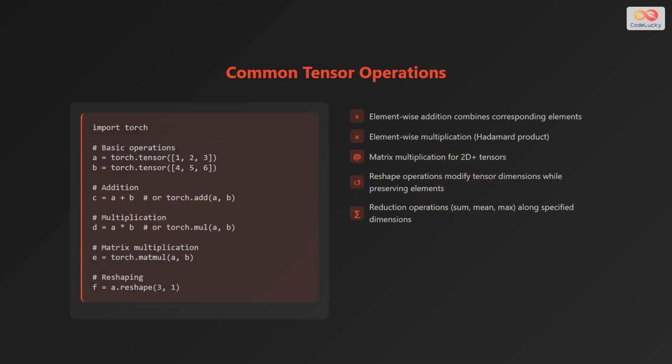PyTorch provides a wide range of operations to manipulate tensors. Here are some common ones. For basic operations, consider a equals torch.tensor with 1, 2, 3 and b equals torch.tensor with 4, 5, 6. Addition: c equals a plus b. Multiplication: d equals a multiplied by b. Matrix multiplication: e equals torch.matmul a, b. Reshaping: f equals a.reshape 3 by 1. These operations allow you to perform element-wise addition, element-wise multiplication, matrix multiplication, and reshaping, among others.